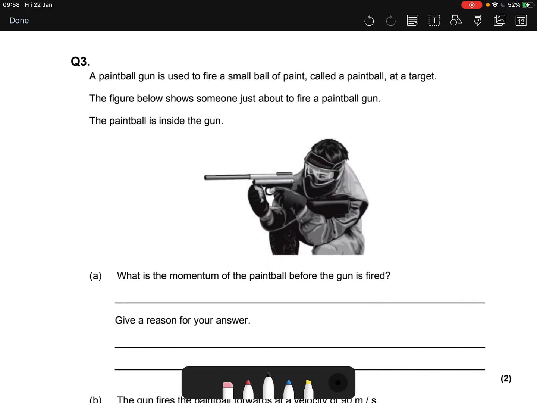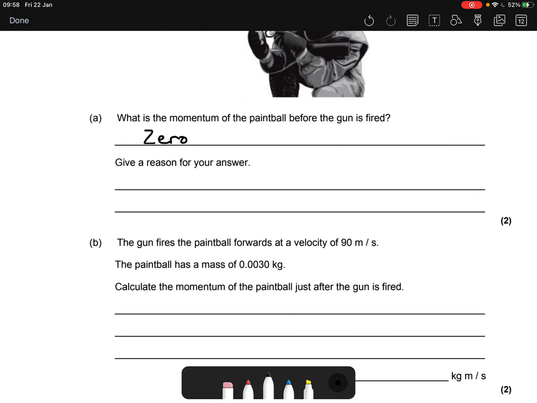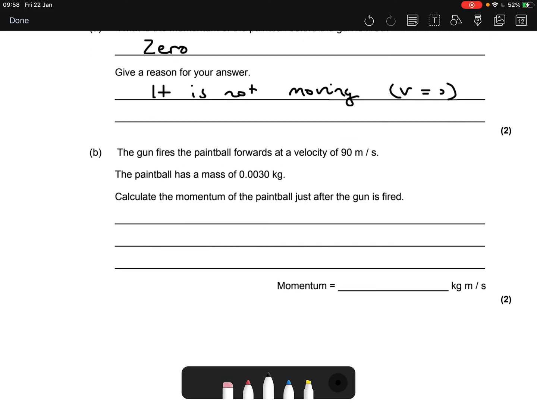Right. Number 3, paintball gun. What is the momentum of the paintball gun before it's fired? Well, it's 0, because it's inside the gun. It is not moving. V equals 0. The gun fires the paintball forwards. Paintball has a mass of, so momentum p equals m times v.